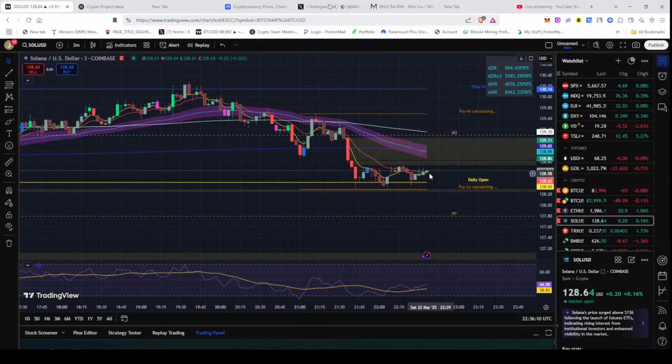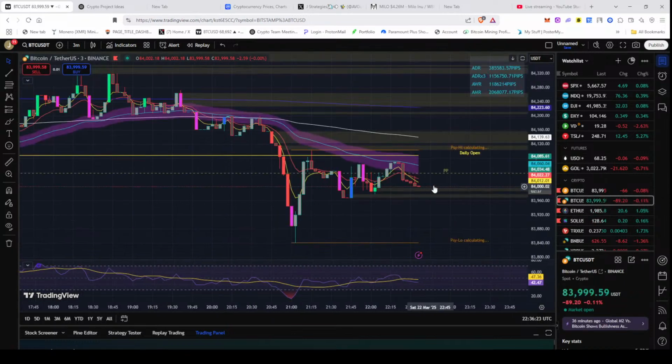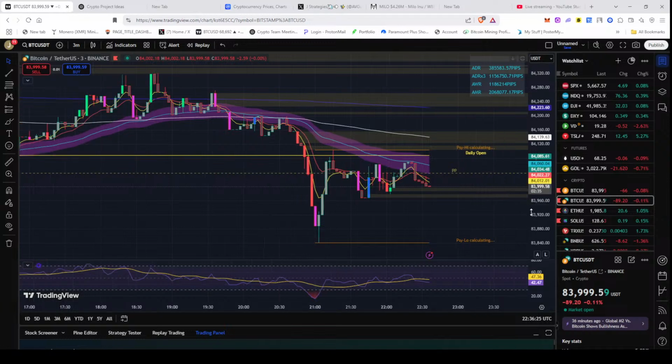Now we're on to that next 3-minute candle, okay? Now let's see. Oh, look, we see it. We're popping up. And this is why we're watching Solana, okay? And then we go to Bitcoin, okay? And as you can see, Bitcoin on the 3-minute chart actually ended up coming back down.